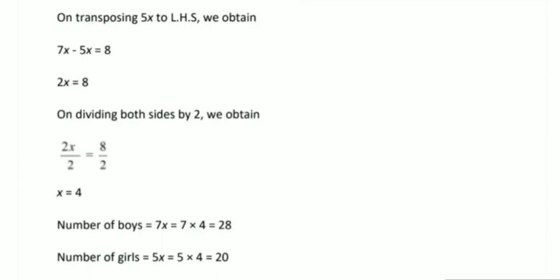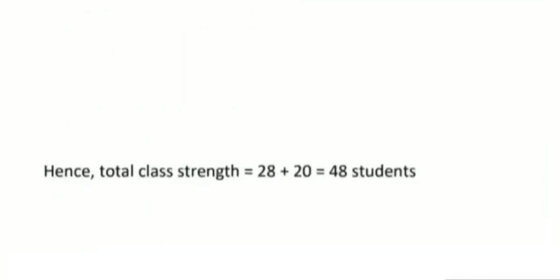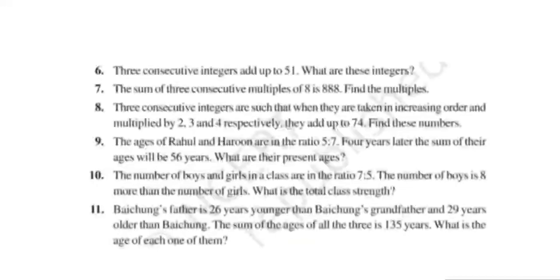So number of boys is equal to 7x. So 7 into 4, that is 28. And the number of girls, it is what? 5x. So 5 into 4, that is what? 20. Okay. So the total class strength is 28 plus 20 means 48 students. Now let's see question number 11.